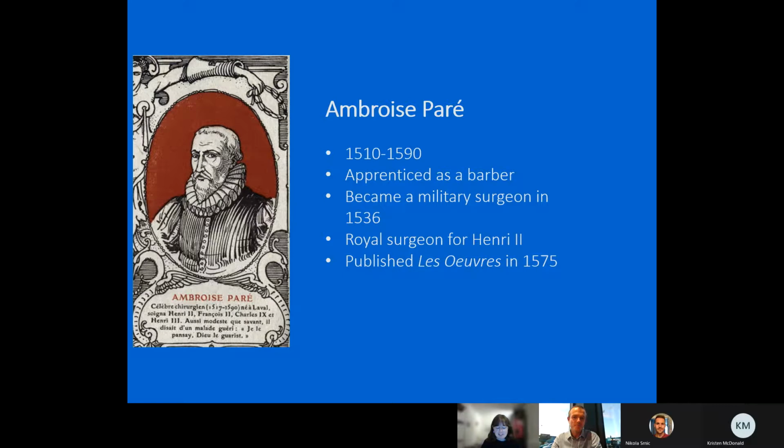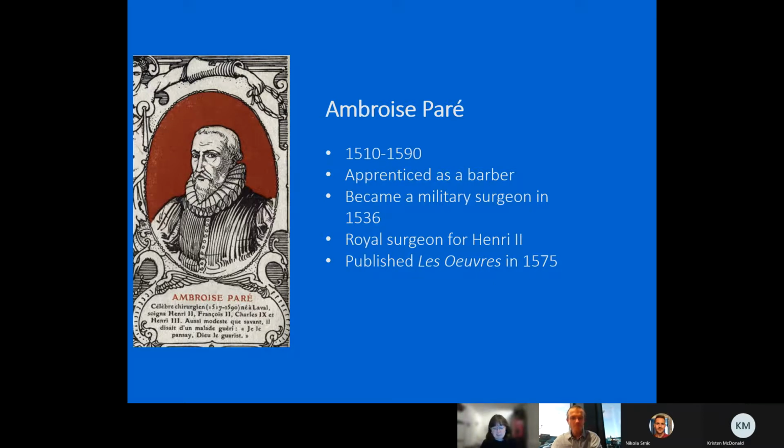And he did that through the innovative work that he did on the battlefield after he became a military surgeon in 1536. The work that he did there, which we'll talk about in a bit more detail in this talk, gained him so much respect that he eventually became the personal royal surgeon for Henri II and 3 other kings. And he published a game-changing treatise about surgery in 1575.